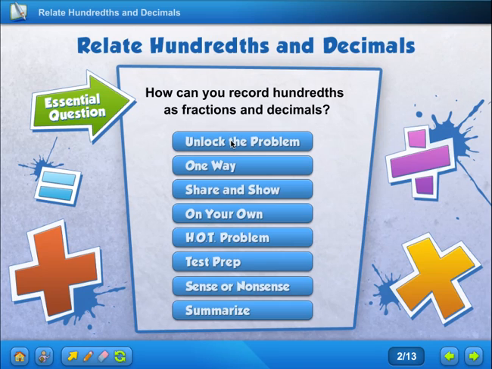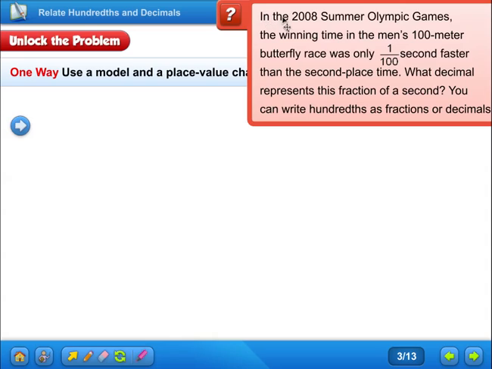All right, so let's start with unlocking the problem. The question says, in the 2008 Summer Olympic Games, the winning time in the men's 100 meter butterfly race was only 1/100th second faster than the second place time. What decimal represents this fraction of a second? You can write hundredths as a fraction or a decimal. Right there, we need 1/100th second faster.